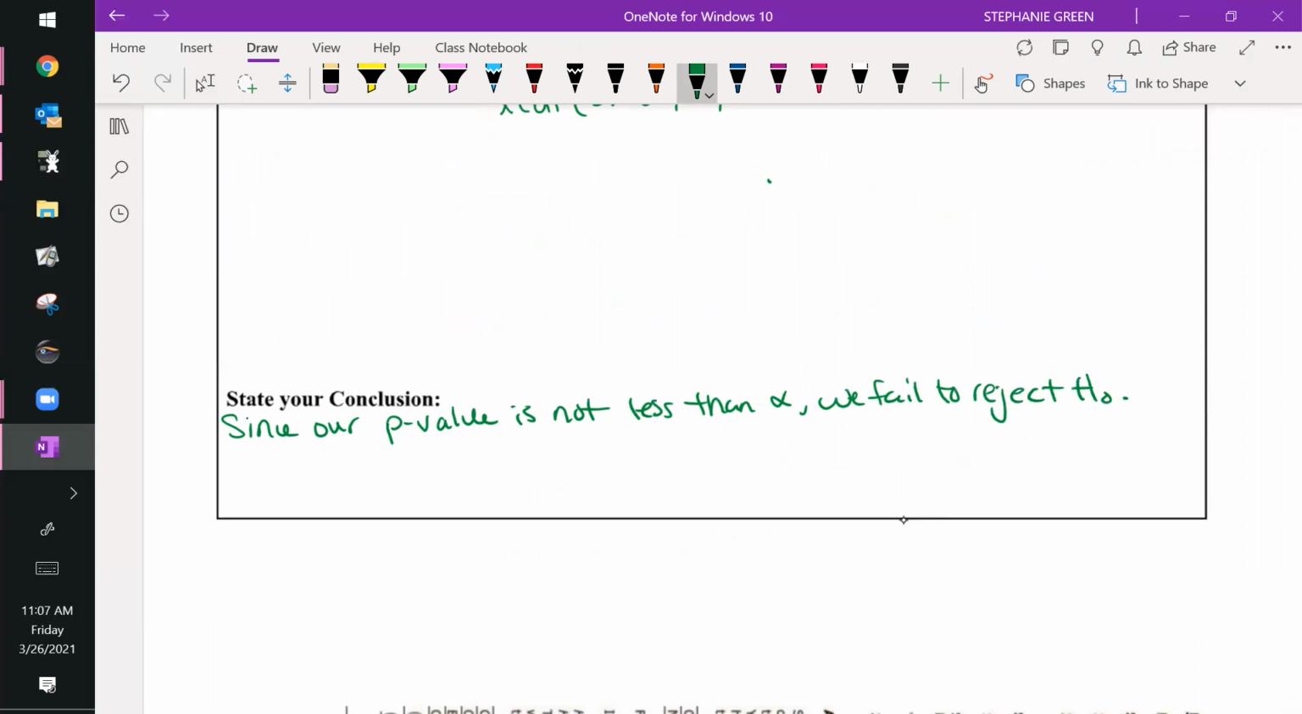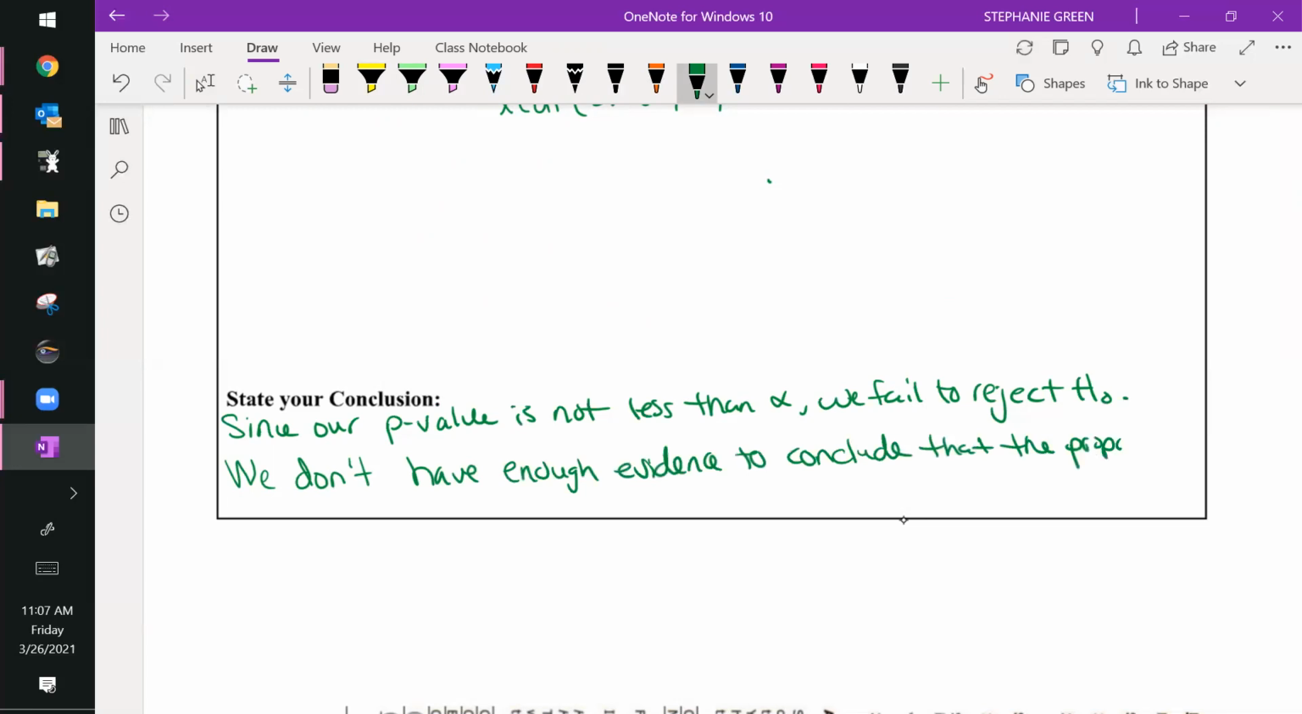What does that mean in context? That means we do not have enough evidence to conclude the proportions are different on Spirit Week. Okay, and that is correct.